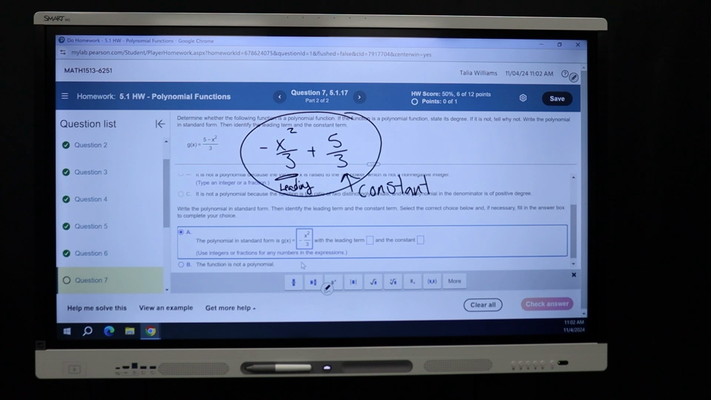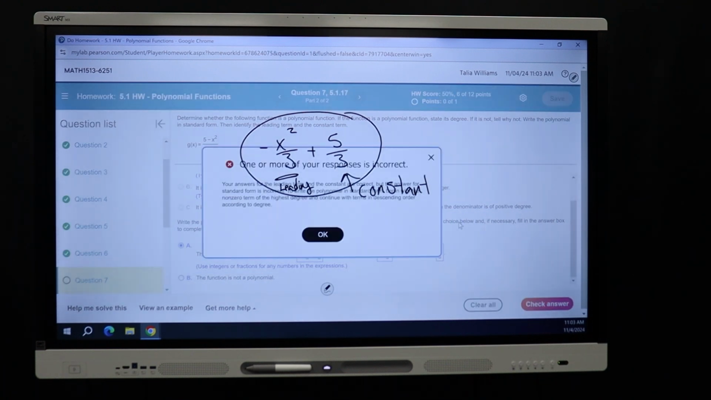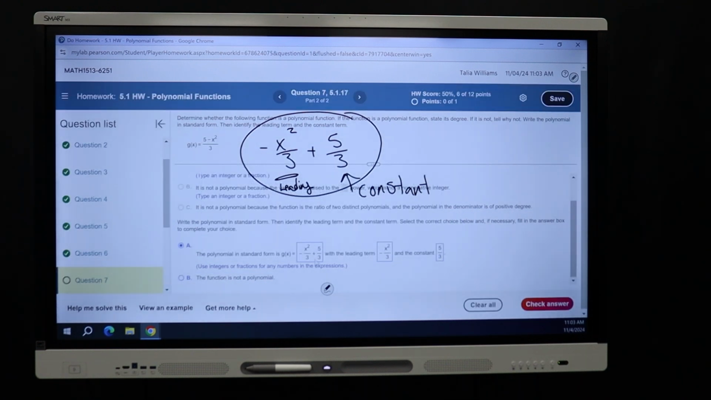Negative x squared over 3 plus 5 over 3. I wonder if it's going to take it like that. Oh, leading term. Negative x squared, out of the exponent over 3. And then my constant is going to be 5/3. One or more of your responses is incorrect.